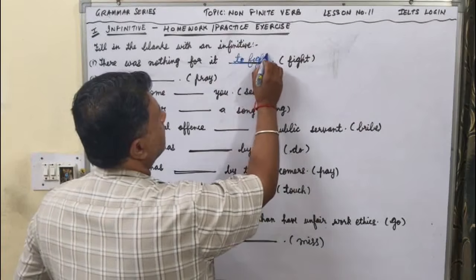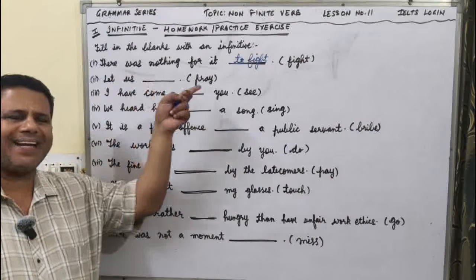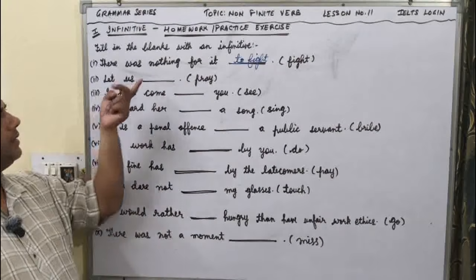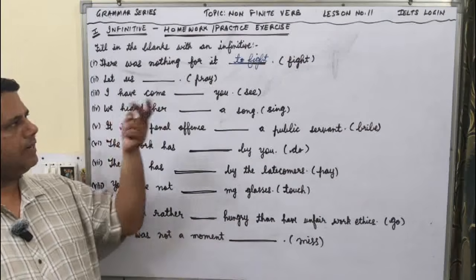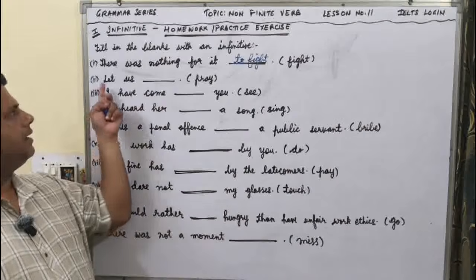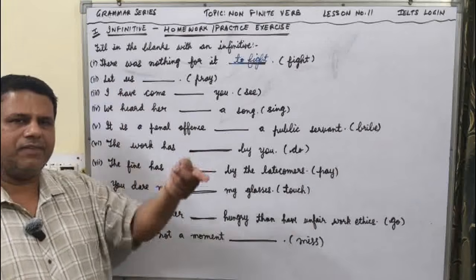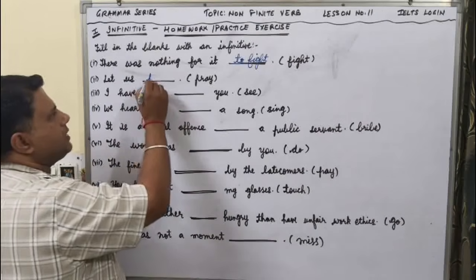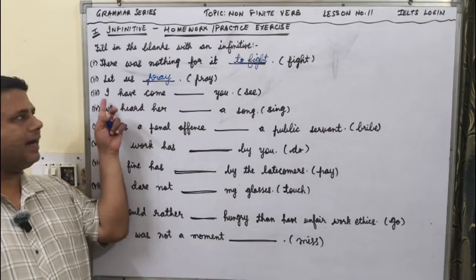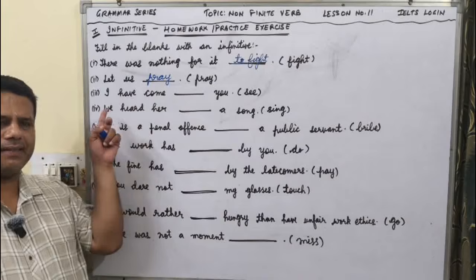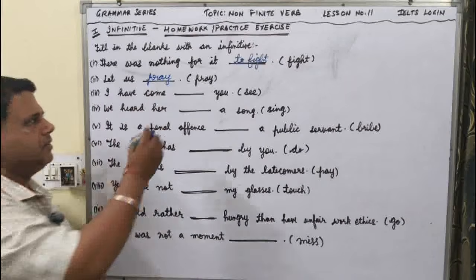To fight. So here we have filled the blank with to infinitive active form, because there is no indication of any subject at the end. Let us dash. So I told you with let we always use bare infinitive. So what is bare infinitive? First form of the verb pray. I have come. I is the subject. If the subject is in the beginning, it means it is an active sentence. I have come to see you.